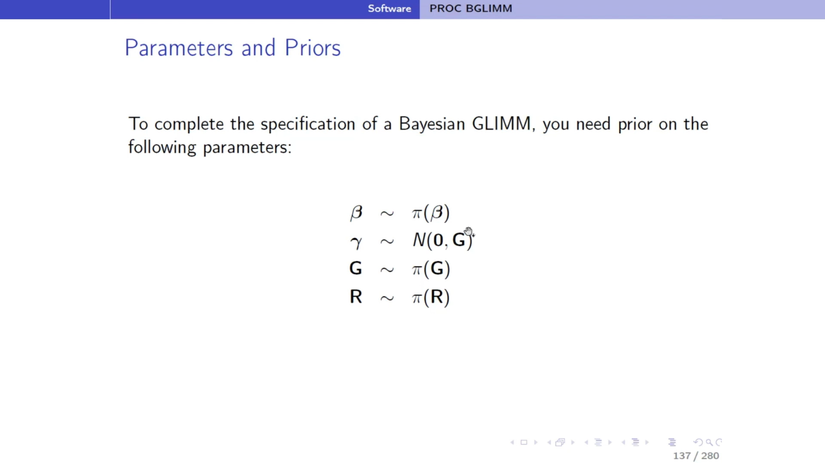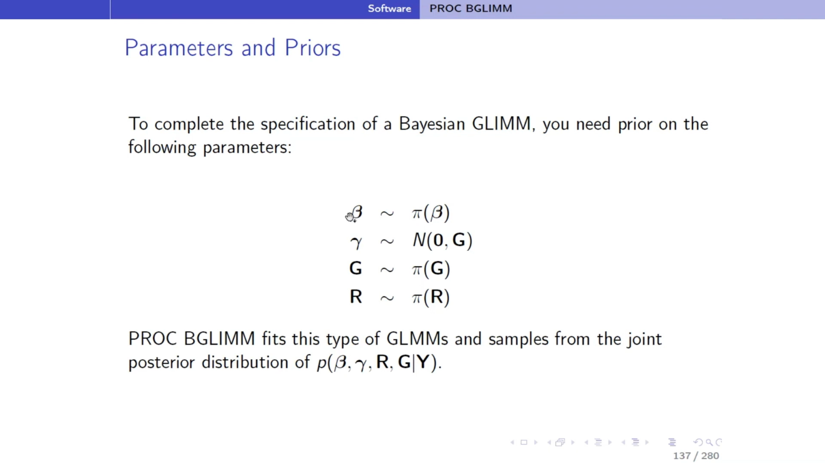To be Bayesian, you need to assign prior distributions. And the parameters in a generalized linear mixed effects model are 4 classes: the betas, the gammas, the G, and R.